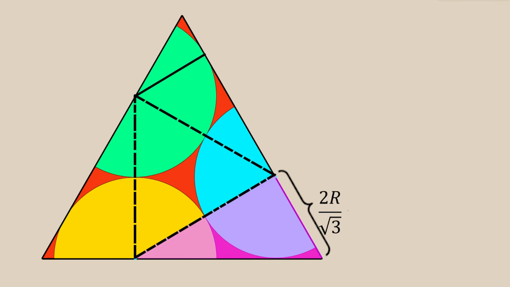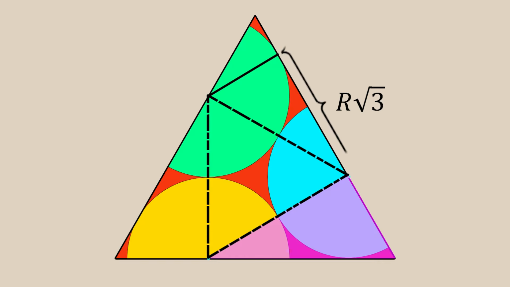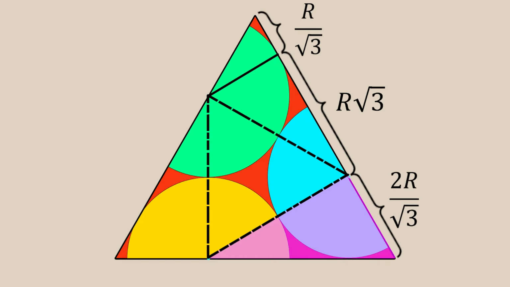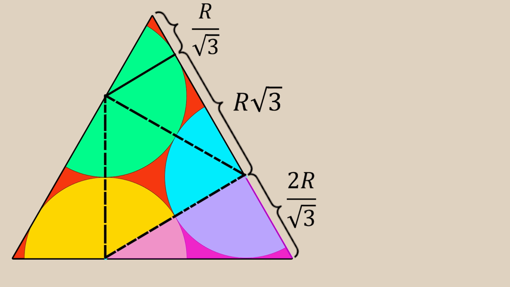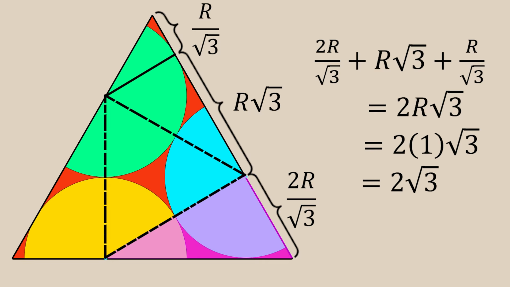Now we're close. Adding those 3 segments together gives us the total side length of the large equilateral triangle. That is, 2r over root 3 plus r root 3 plus r over root 3. To save time, when we add these up, the side length becomes 2r root 3. Since we are given that r equals 1, the side length is just 2 times the square root of 3. If we simplify that, it is approximately 3.46.